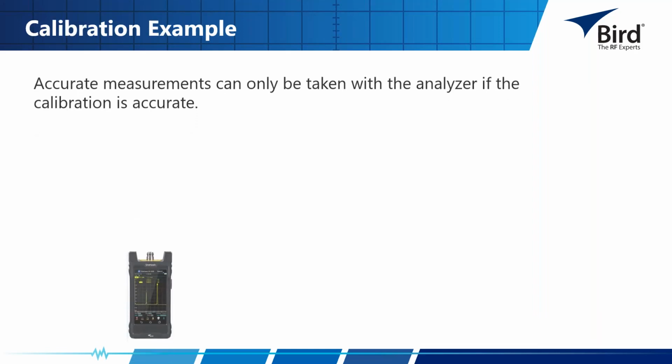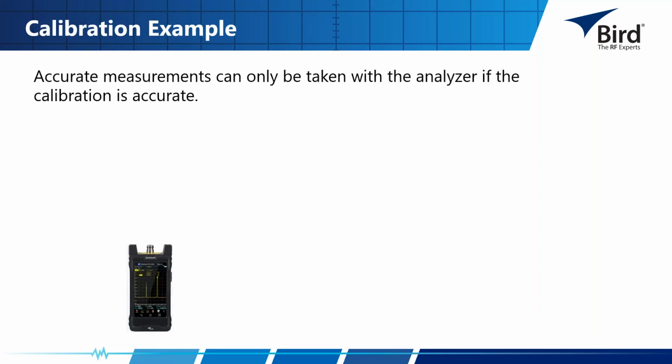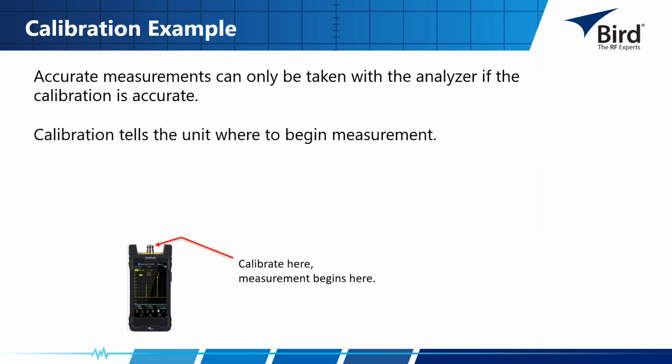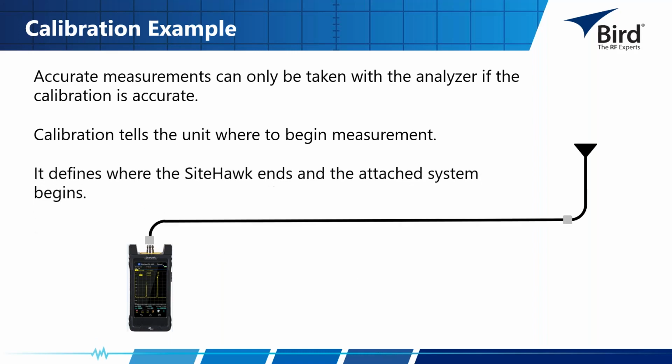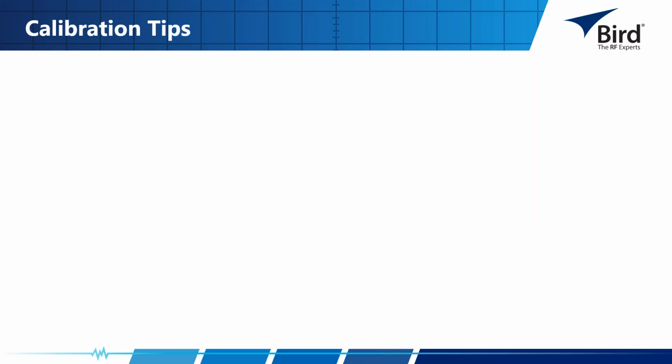I mentioned calibration. Accurate measurements can only be taken with the analyzer if the calibration is accurate. The calibration tells the unit where to begin the measurement. And once you set the unit up, set up your frequency range, set up all your DTF information, calibrate, and it is going to set all the cal factors that it needs. So the calibration also defines where the SiteHawk ends and the attached system begins.